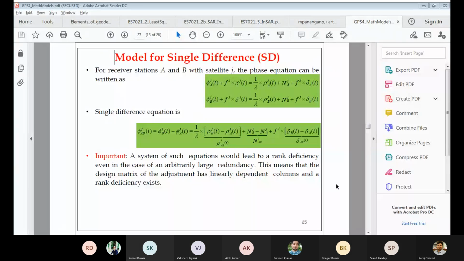So I hope this single difference equation is clear to you all. If you have any query, you can ask from your previous class.